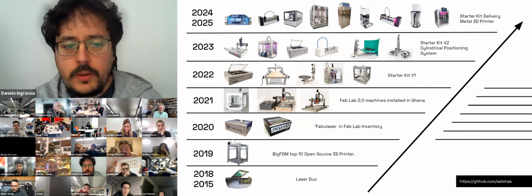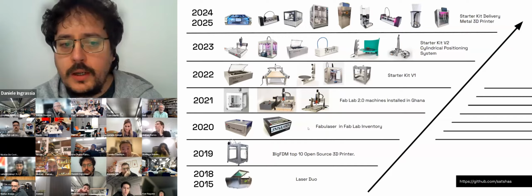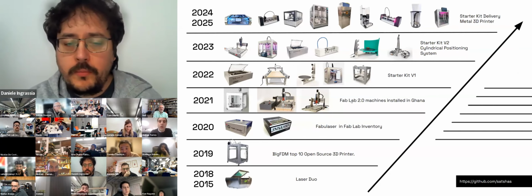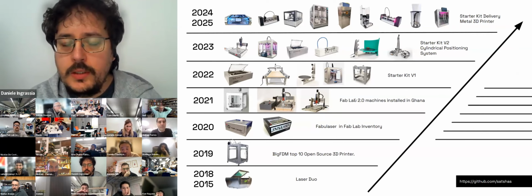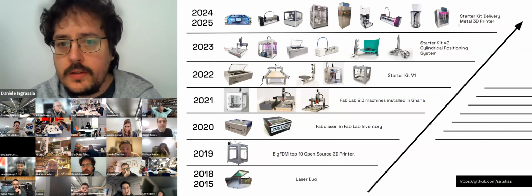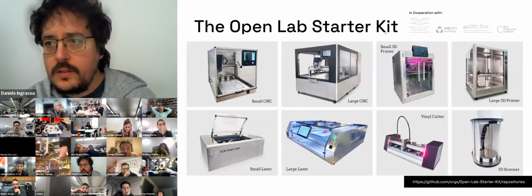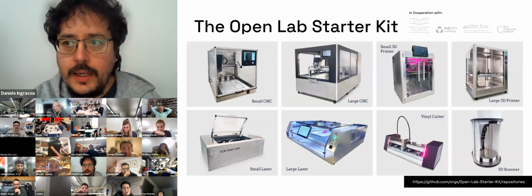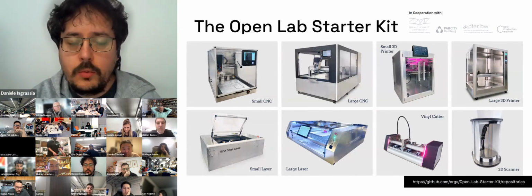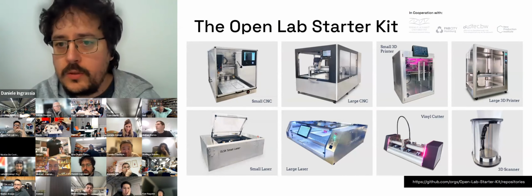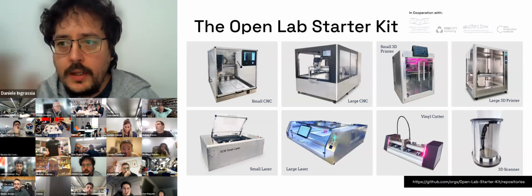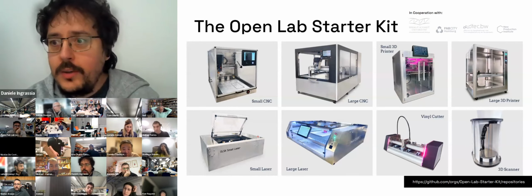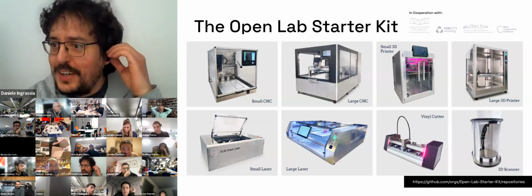I think what's important is, for example, that in 2020, we made a laser cutter that was in the Fab Lab inventory. Then we deployed an entire Fab Lab in Ghana with these self-built machines. And in the last years, we have been building this starter kit, which is this one you can see on the screen. So this is an entire Fab Lab of open source and accessible and replicable and easy to maintain and modify machines that you can use in the lab. And here we have small and large format machines for every process: CNC milling, laser cutter, including a vinyl cutter, which I think is the only open source vinyl cutter I've seen so far.